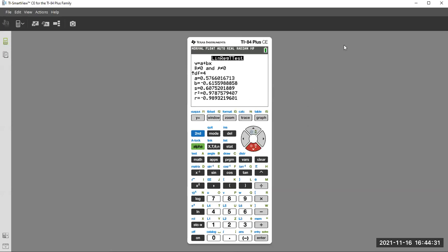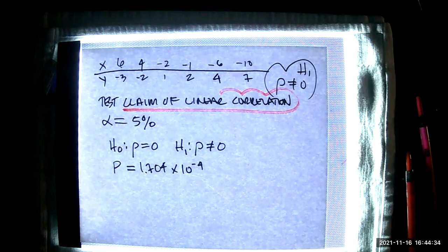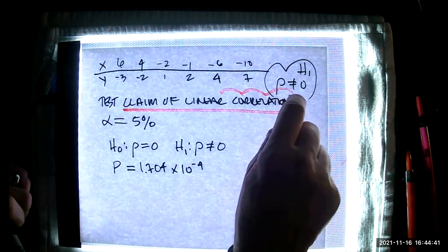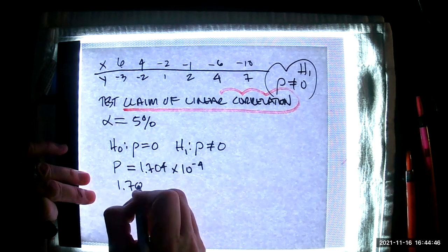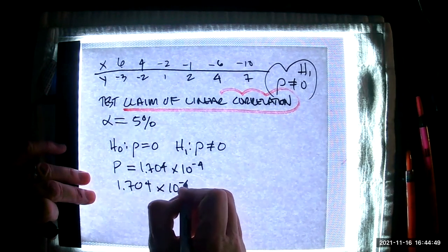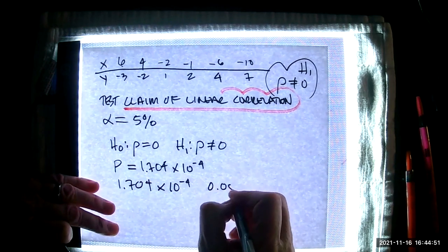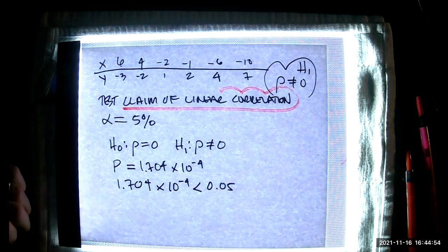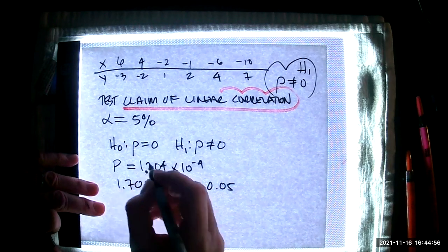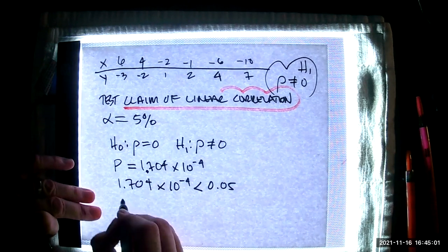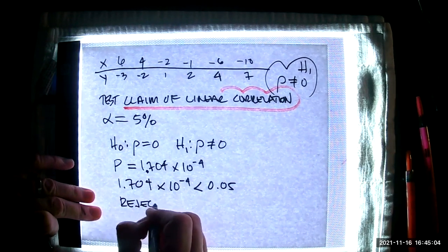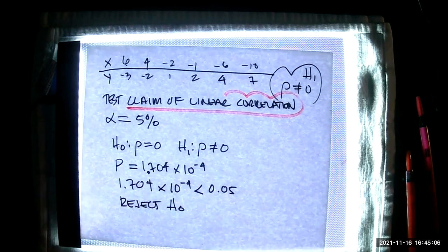Let me stop my sharing. So there's my p-value, 1.704. I guess I got one too many decimals in that rounding, but that's all right. I compare that to my alpha of 5%. So 1.704 times 10 to the negative 4th, versus 0.05. That's a tiny number. Remember, that moves this decimal four places to the left, making this teeny tiny. So we reject the null hypothesis.